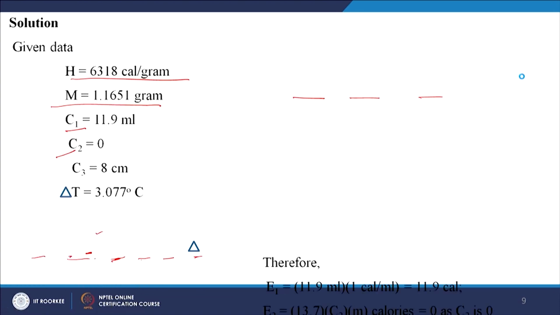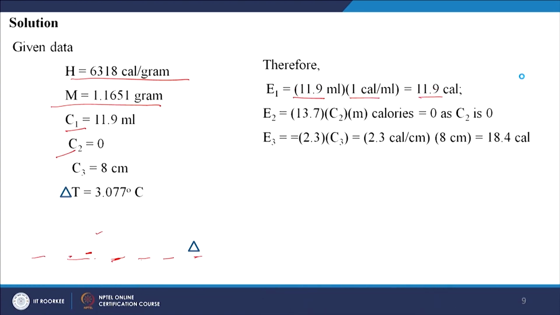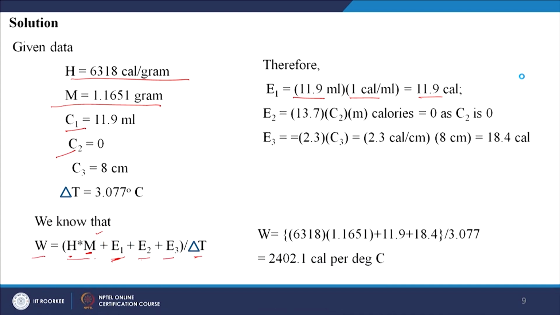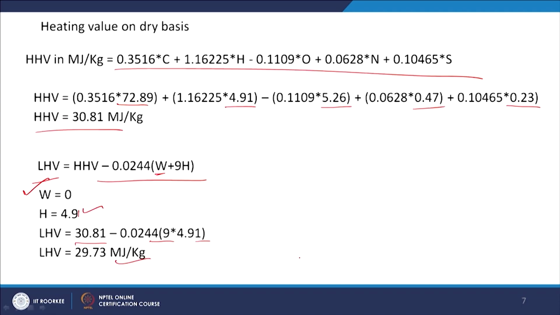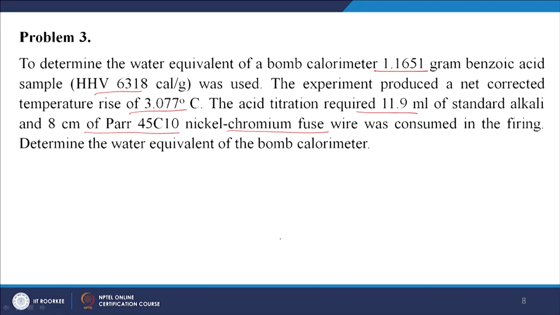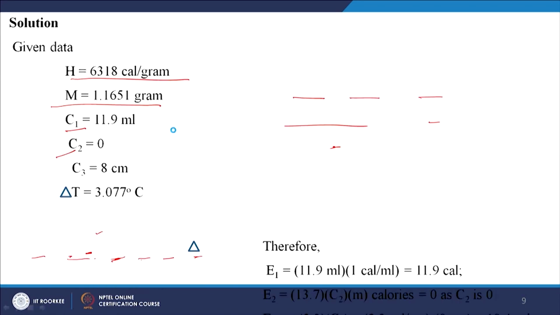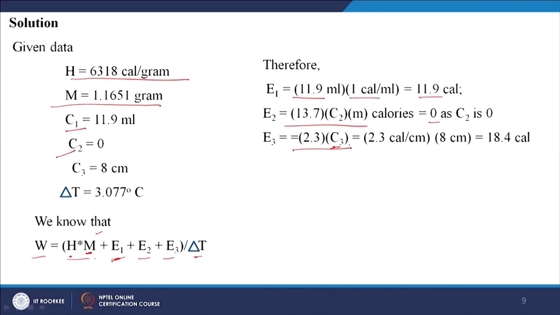So, that is why C2 is equal to 0, and then E2 is equal to 13.7 into C2 into mass of this. So, that is equal to 0, and E3 is coming from C3. So, 2.3 into C3, as we are using 45 C10 nickel chromium fuse wire, this expression is applicable. So, 2.3 into 8 centimeter is used. So, 8 into this is 18.4 calorie.